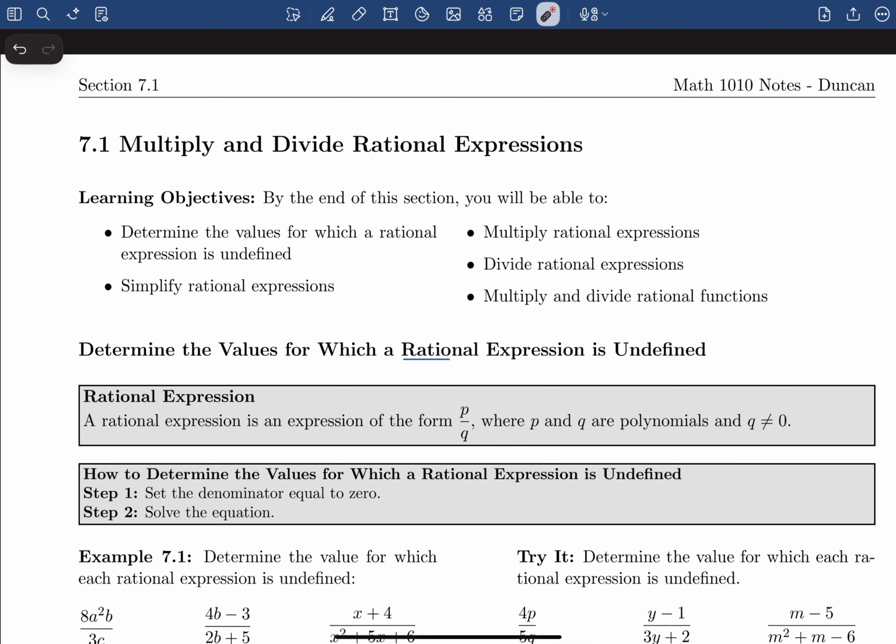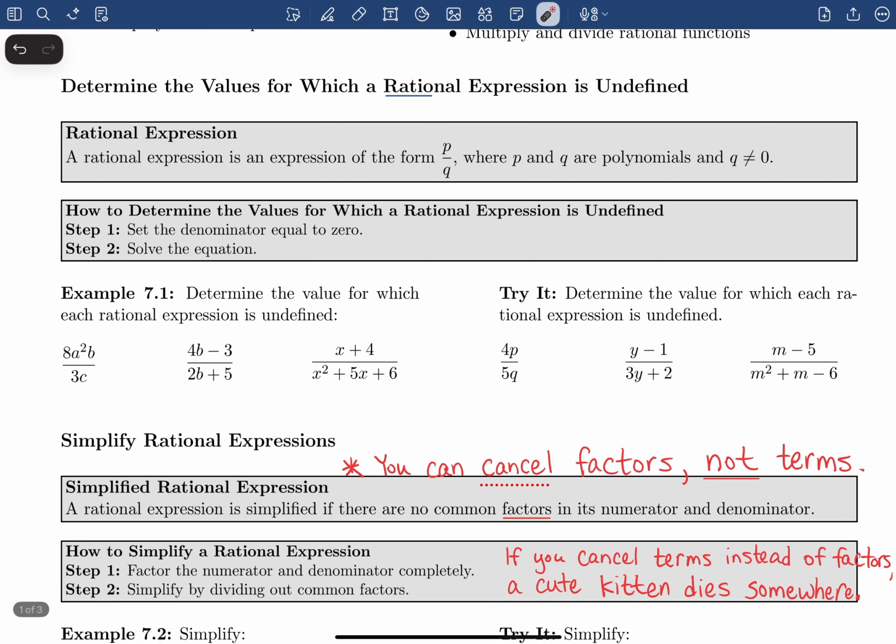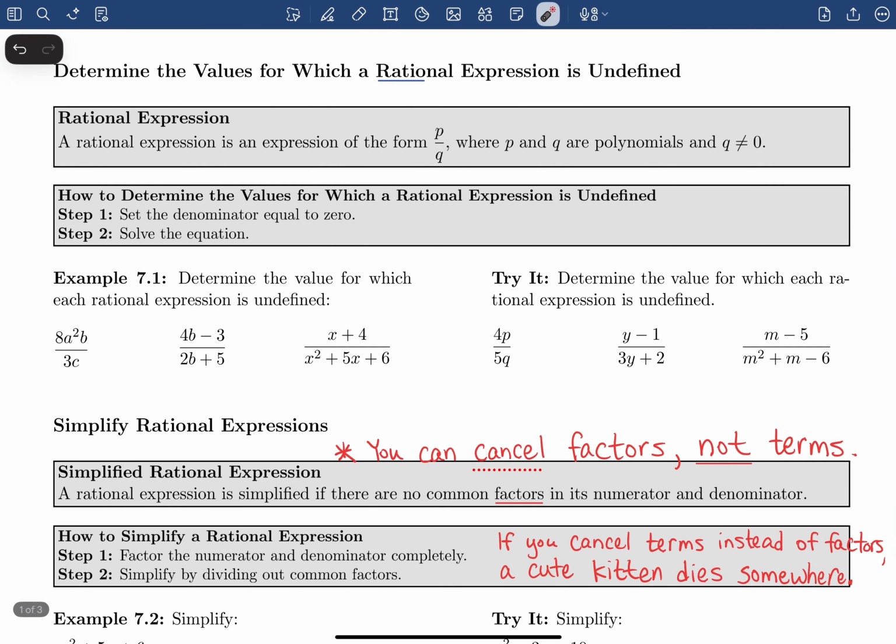a ratio. And in this case, this rational expression is some polynomial that's on top divided by a polynomial that's on bottom. And we're saying q cannot equal 0 because you can't have 0 at the bottom of a fraction in the denominator. Okay, that's undefined. We've said that in the past. So we're dealing with rational expressions in this lesson, and we're learning how to multiply and divide them specifically. Now, let's first discuss how to determine the values for which a rational expression is undefined.